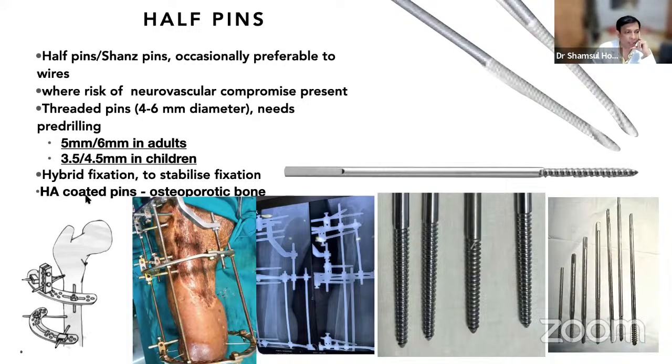Then we also have HA coated pins for osteoporotic bone. These are the different uses in the thigh. You can see the thigh frame, the femur frame, where you can use Schanz pins. For beginners, Schanz pins are always good. Within the tibia, you can apply wires and Schanz pins. Because the medial part is dangerous, you can start with a Schanz pin. These are different diameters: small threaded, long threaded, and for the cancellous bone also. And these are the HA coated. When the bone is osteoporotic, you can use these.